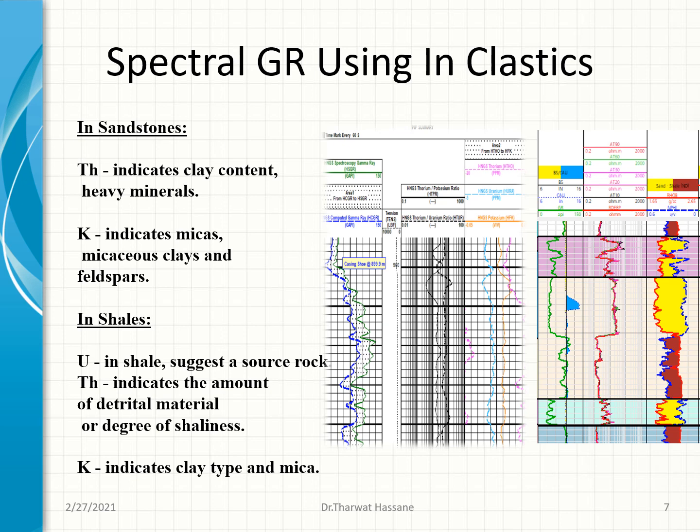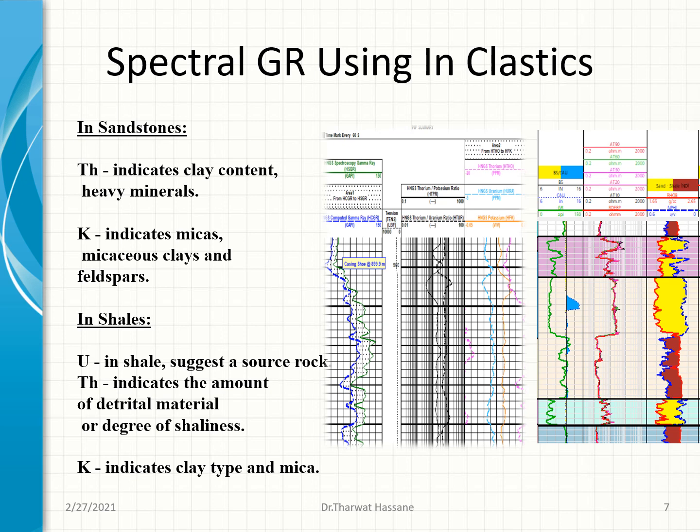For the gamma ray in clastics and sandstone, actually, sodium indicates what clay contains, and the heavy minerals will show the heavy mineral example. Potassium indicates mica and feldspars. In the shale, as we mentioned, uranium suggests source rock. If you have high uranium in the clastic sandstone, that means you might have some sort of source rock.